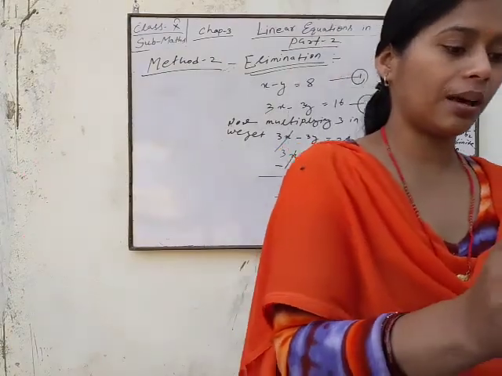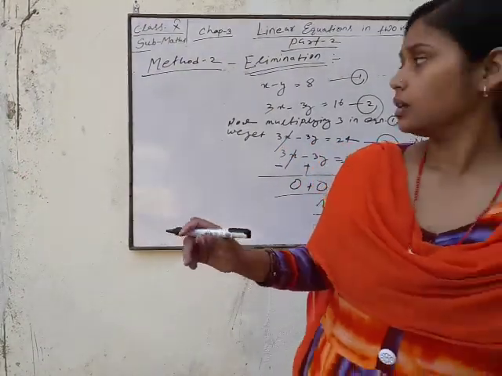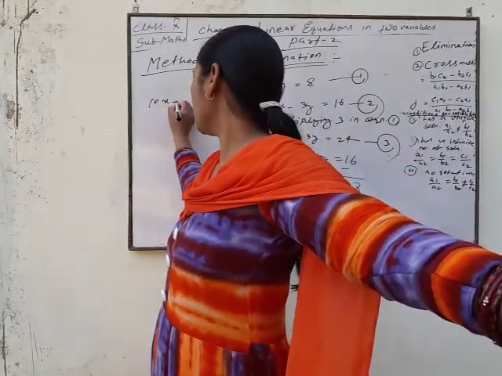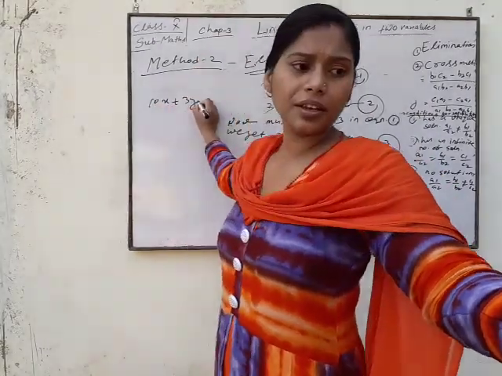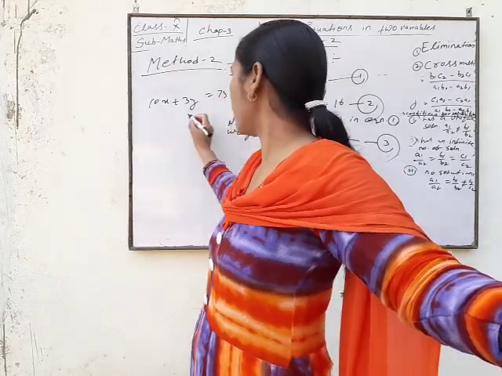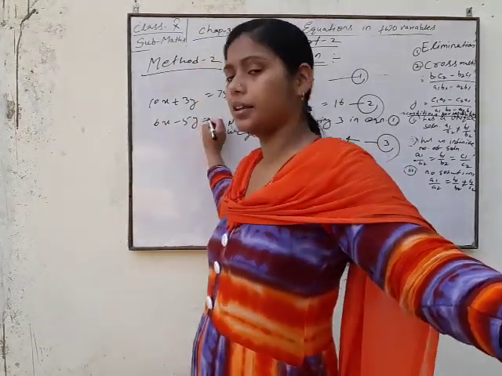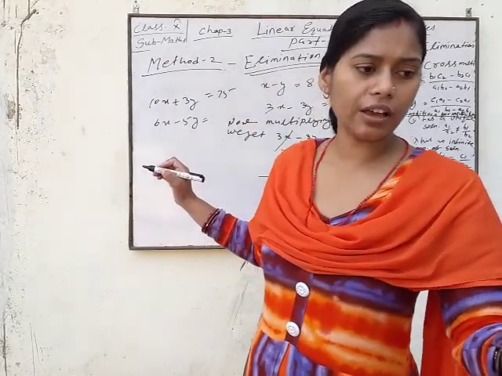Now one more example. Suppose the equations are 10x plus 3y is equal to 75 and 6x minus 5y is equal to 11.